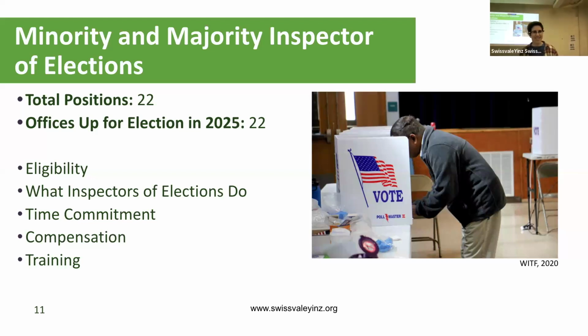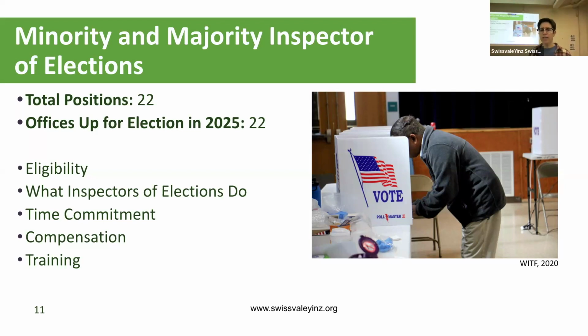We're almost done. It's next to the last, I think. So there are 22 total inspectors of elections in Swissvale. That's 2 for each district, and they are majority and minority inspectors. These are also elected every 4 years, so they're not staggered either.